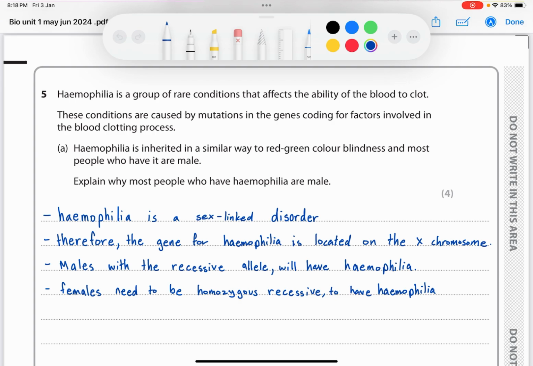So, let's start. What I've tried to do here is write simple and easy to understand answers that are complete, so that you don't need to waste your time looking at the marking scheme and then having to create your own answer.